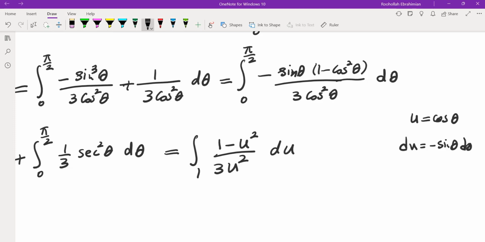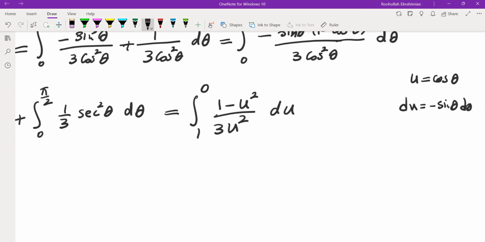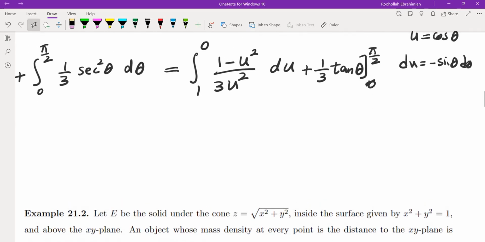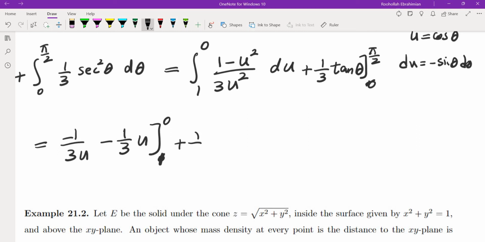Now cosine of 0 is 1, and cosine of pi over 2 is 0. So this is the first integral. And the second integral is going to be 1/3 times secant squared, since the derivative of tangent is in fact secant squared. Okay, so let's see what we get from here. The first one gives us 1 over 3u squared, so that's negative 1 over 3u. And the next one is minus 1/3 times u. This one is from 1 to 0, plus 1/3 tan of theta from 0 to pi over 2.